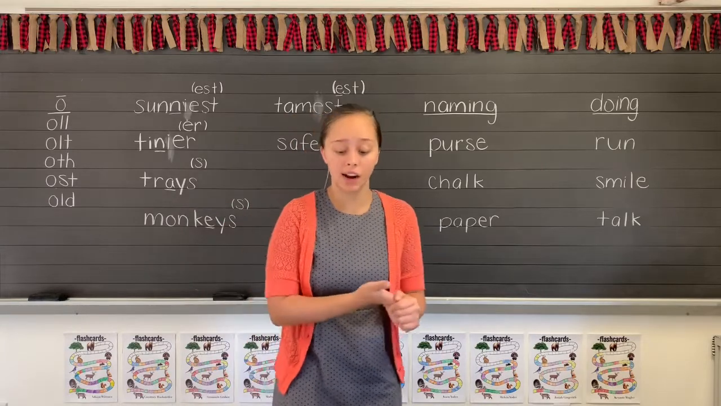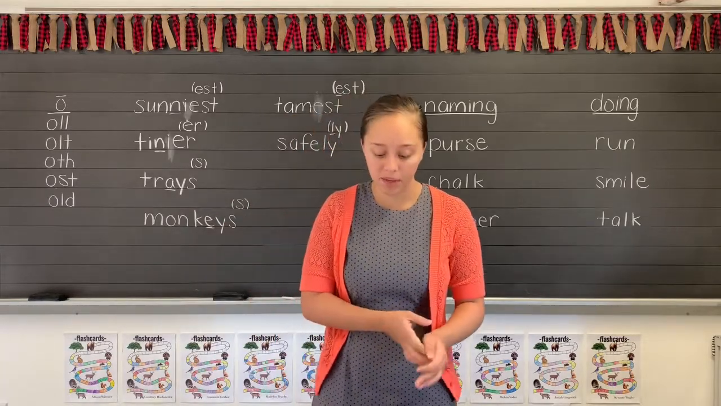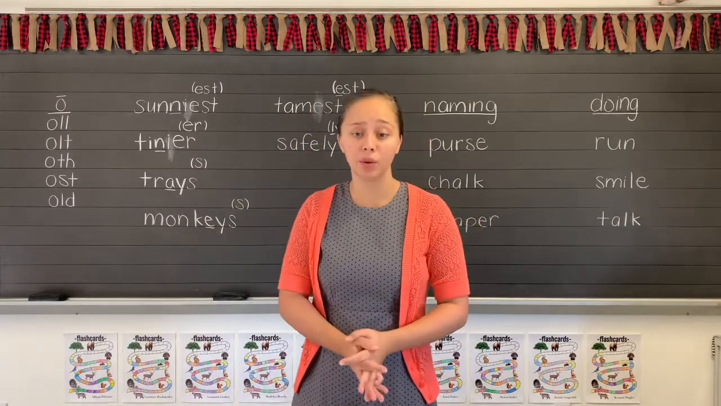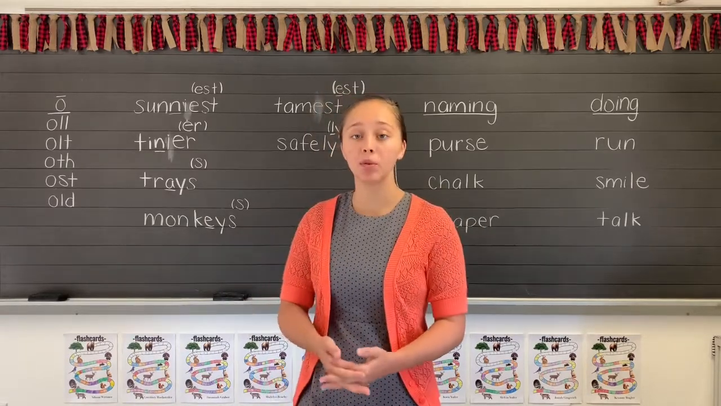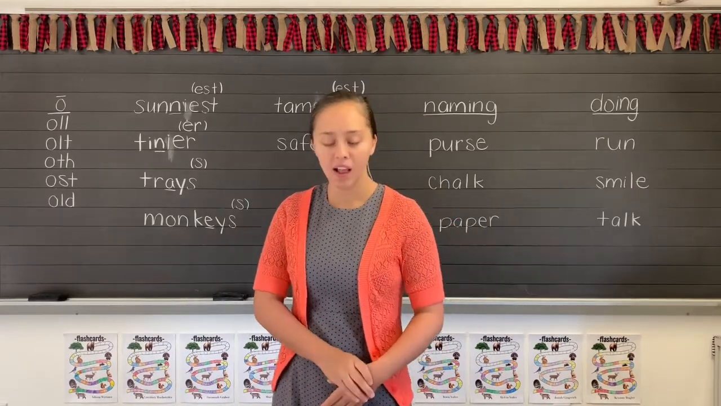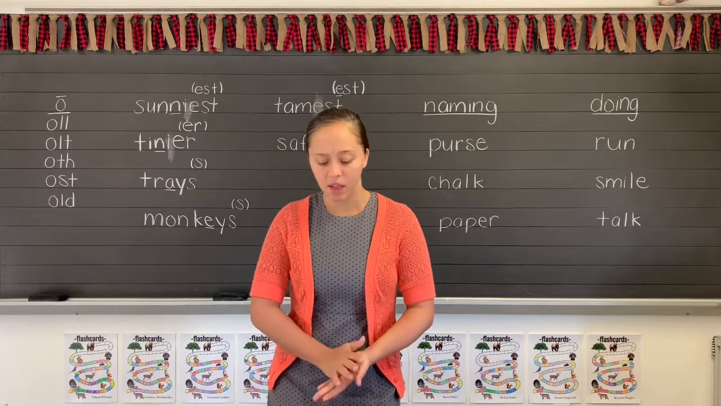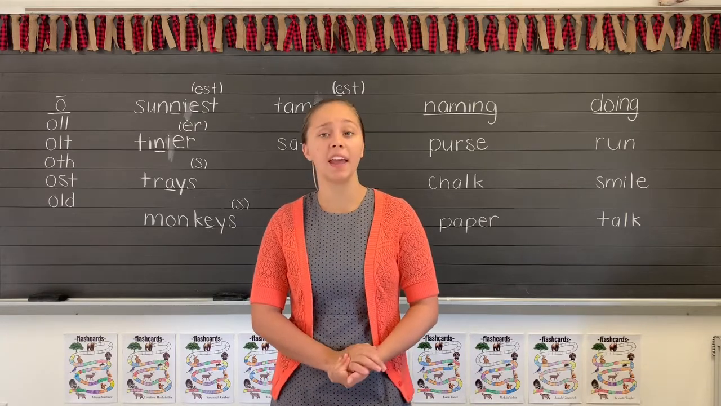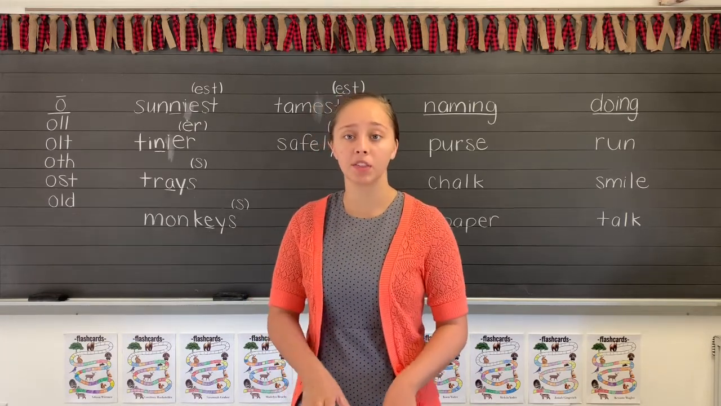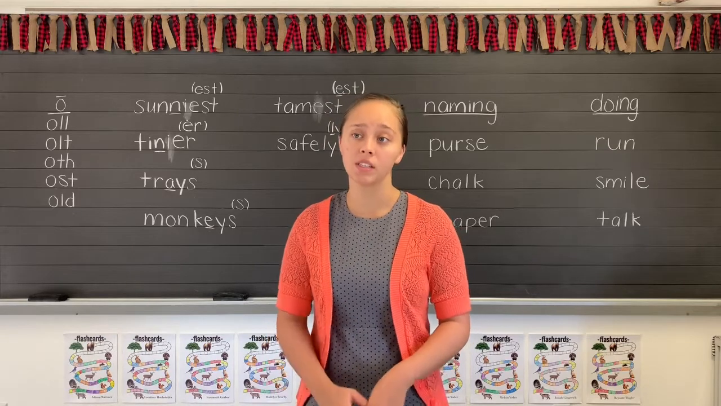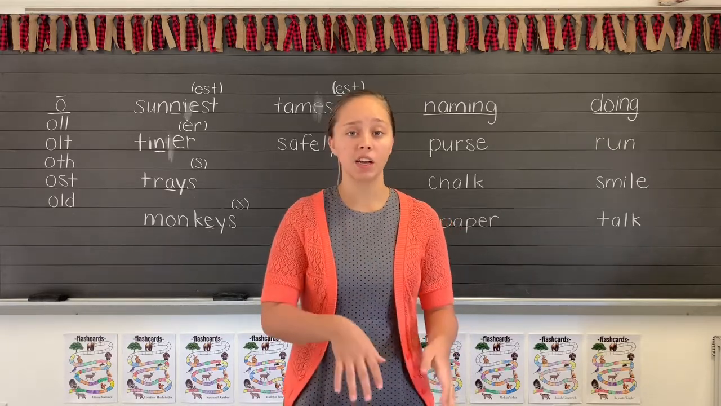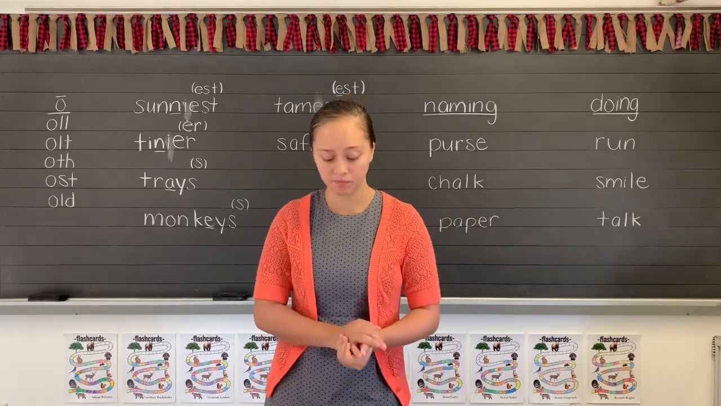Okay, let's look at our lesson. Lesson 3, naming and doing words. So today we're going to talk about naming words and doing words. Let's look at the very top box. The top box says you can name it. So naming words are things that you can touch or see, okay? So anything that you can touch or anything that you can see.